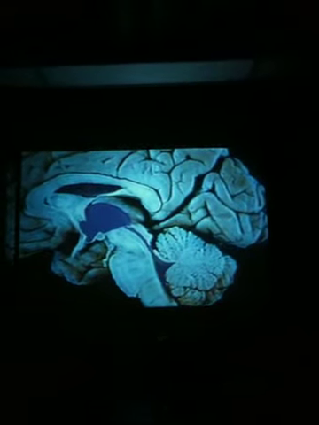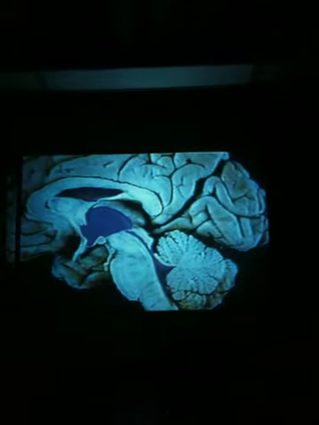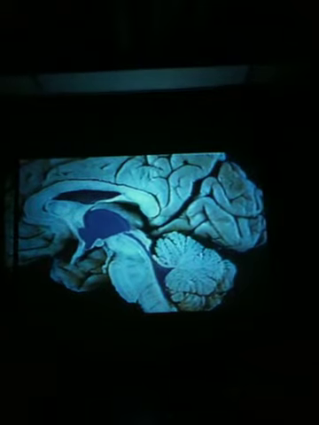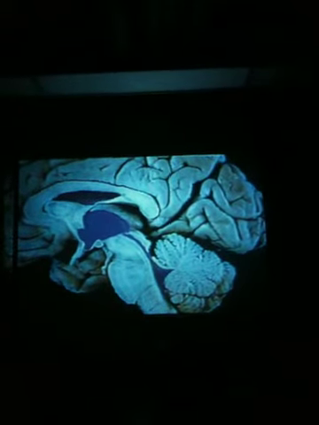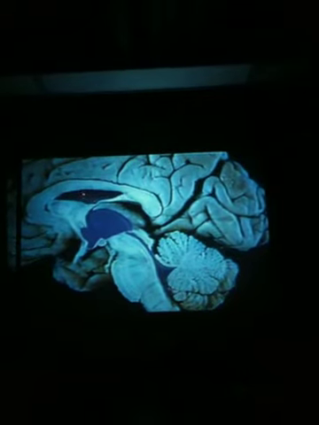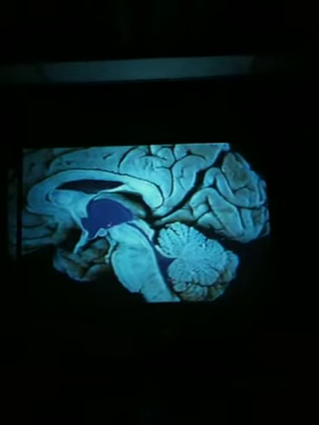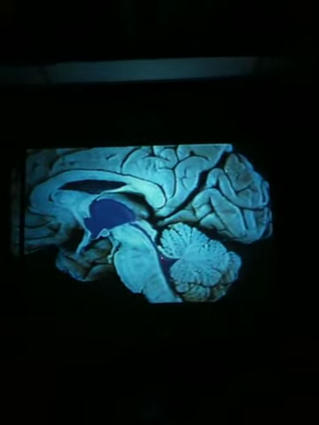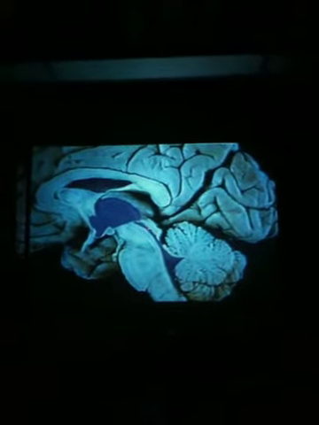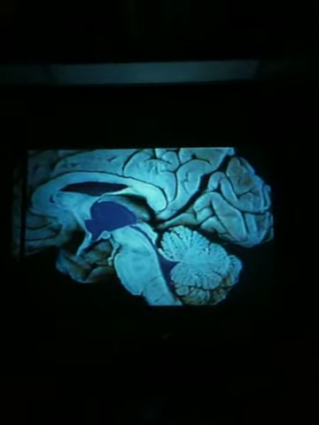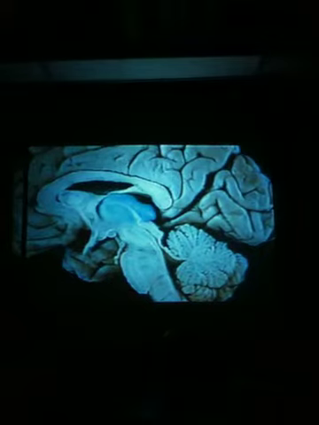Okay, what's highlighted in blue? Those are the ventricles. The ventricles. Give your primary: here is lateral, third, fourth, and the canal connecting third and fourth? Aqueduct. Or aqueduct, some would say.